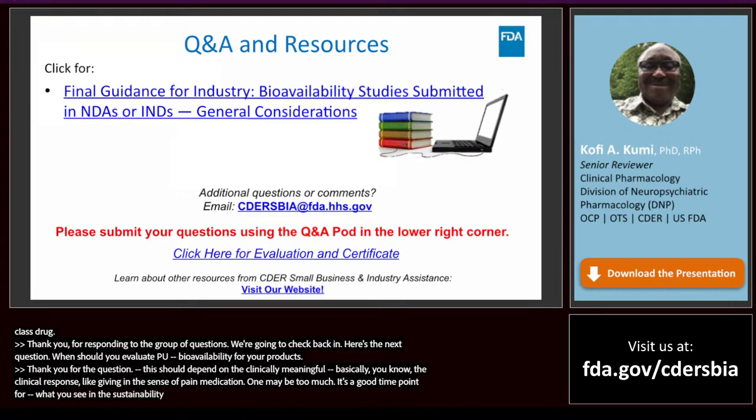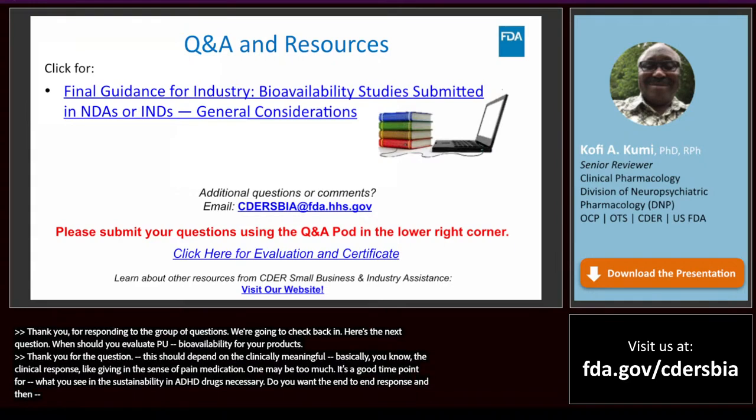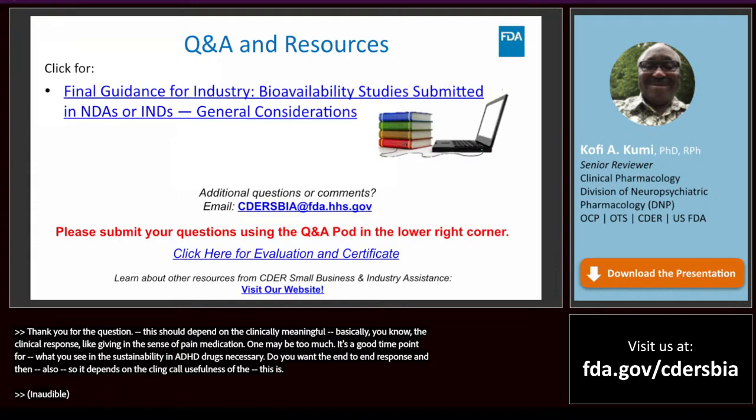Assessing partial AUC should depend on the clinical meaningfulness of the partial AUCs. Basically, it depends on the clinical response and at what time, like in the sense of pain medications, you want quick pain relief, so usually Tmax is a good time point for the first partial AUC, then sustainability. In ADHD drugs, as I said, you want a time point when there's an early response and then also a sustained response. So it depends on the clinical usefulness of the partial AUC time point to select and compare. Again, it is advisable to consult the review division to come to a common understanding of what will be recommended. Thank you.